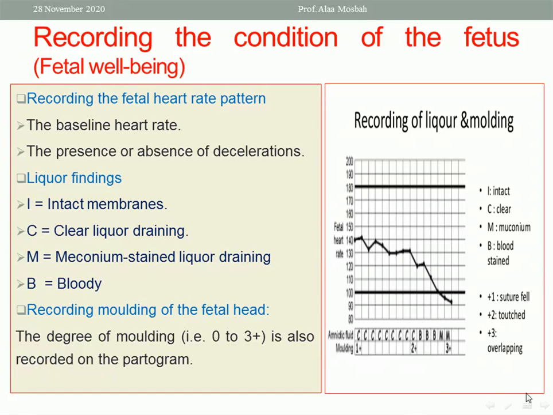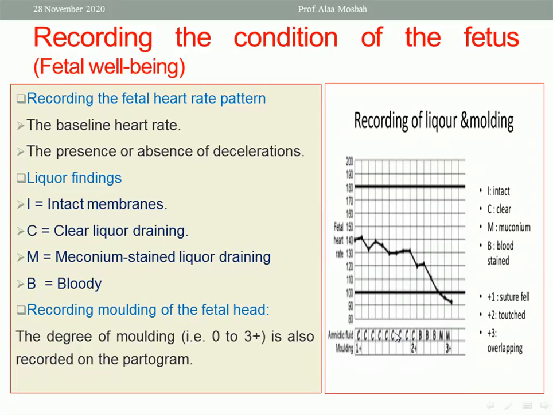What about liquor finding, the amniotic fluid? Is the amniotic membrane intact? We will write I in this partition. If it is ruptured and the amniotic fluid is clear, we will write C, C for clear. If it is meconium stained, we will write M, like this. If it is bloody stained, we will write B for bloody. Okay? So this part is for amniotic fluid.